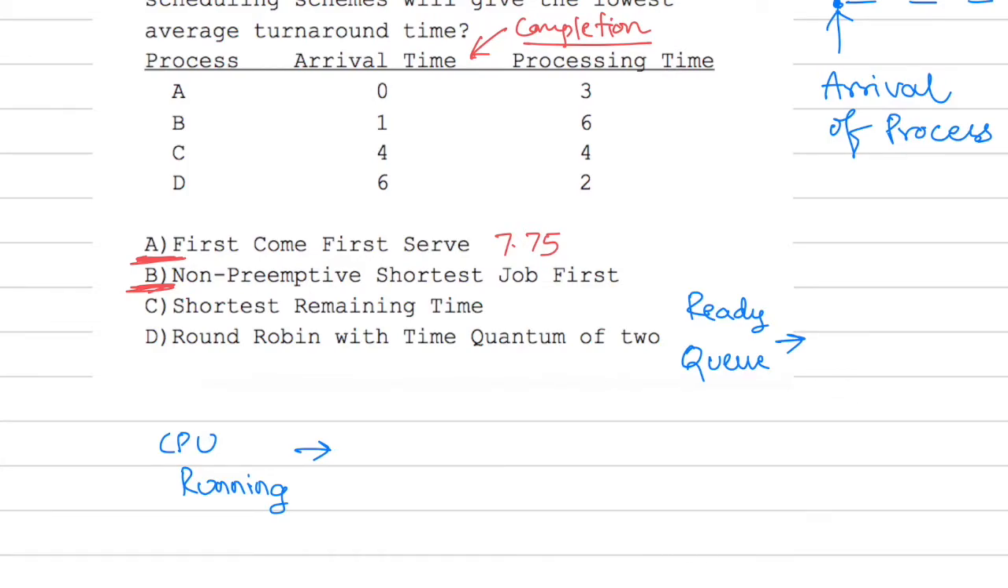Okay. So now we are going to implement non-preemptive shortest job first. So again at time 0, A is already in the ready queue, so A gets picked up without any competition into our CPU. So A is here.